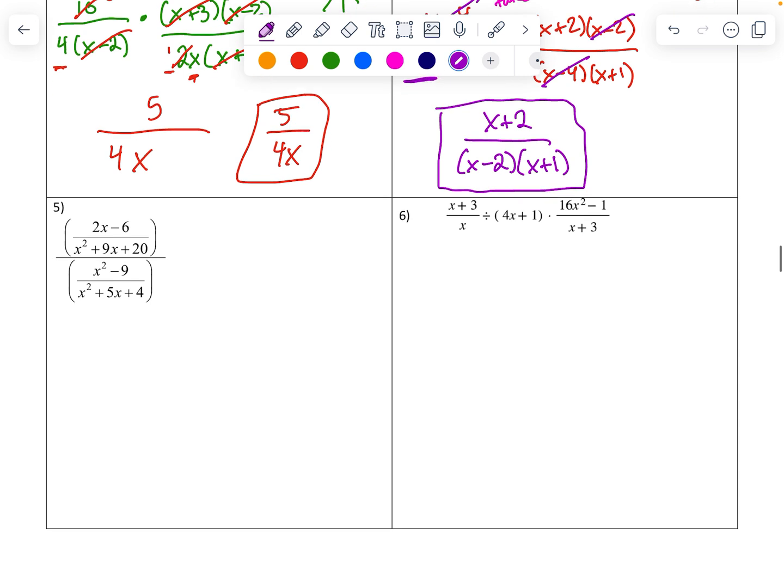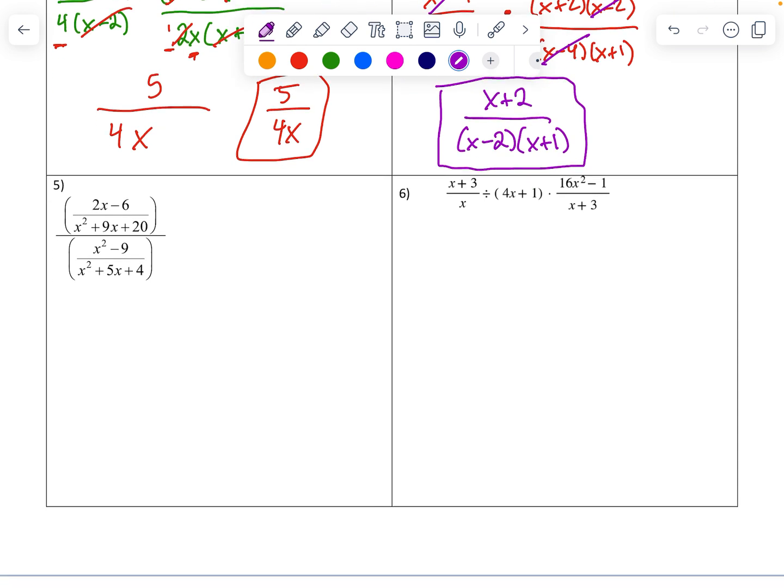All right, let's check out another one. So number 5, again, a reminder, the fraction means divide. So I'm going to flip over the bottom and then multiply it by the top. As I do that, I'm going to look for any factoring we can do. It looks like the top over here has a GCF of 2. So I'm going to take out the 2, and I'm left with x minus 3. The bottom here is a trinomial, so I'm going to try to do this. 5 and 4 look like they work. So we've got an x plus 5 and an x plus 4.